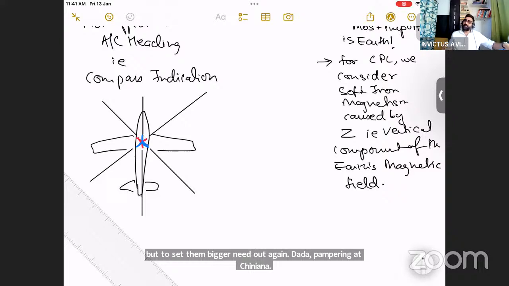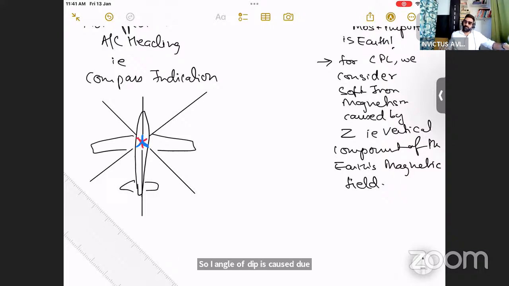So angle of dip is caused due to the vertical field force of the Earth's magnetic field. It's directly proportional to the magnetic dip. Magnetic dip is directly proportional to that. The word proportional is very important.